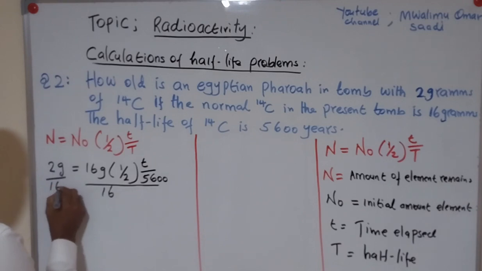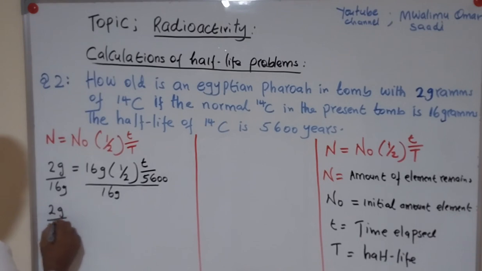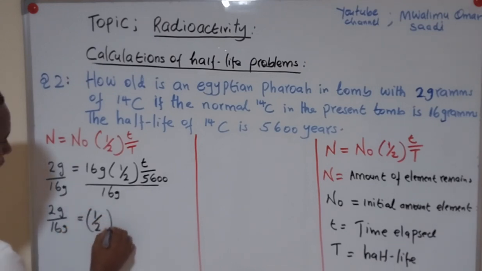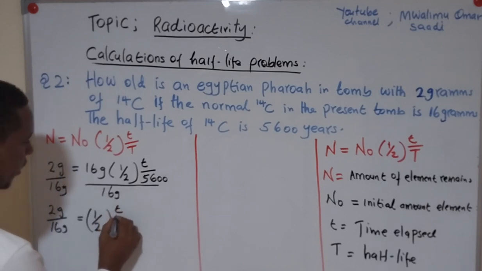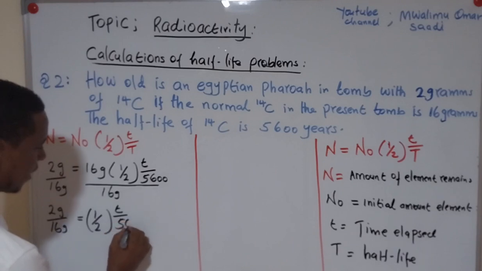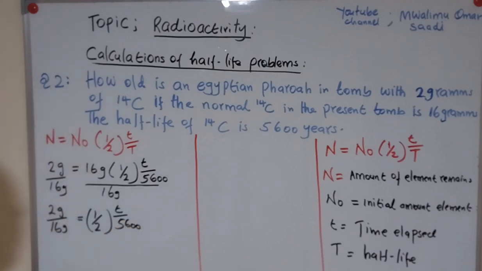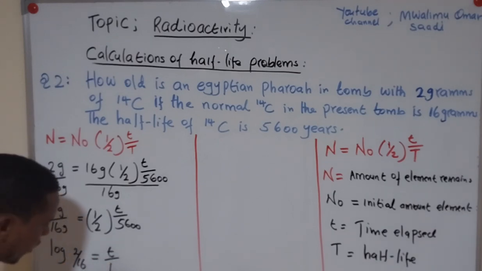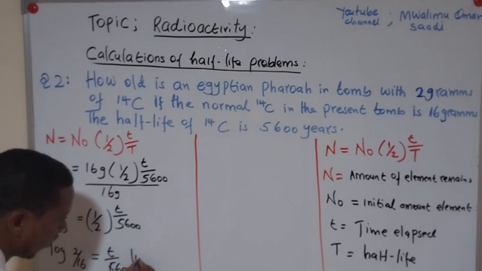Okay, before we introduce logarithm, let's divide by 16 on this side and 16 on this side. So that will be 2 grams all over 16 grams is equal to half power small t all over 5,600. So from there you introduce what? Log. So that is log 2 over 16 is equal to small t over 5,600, log half.